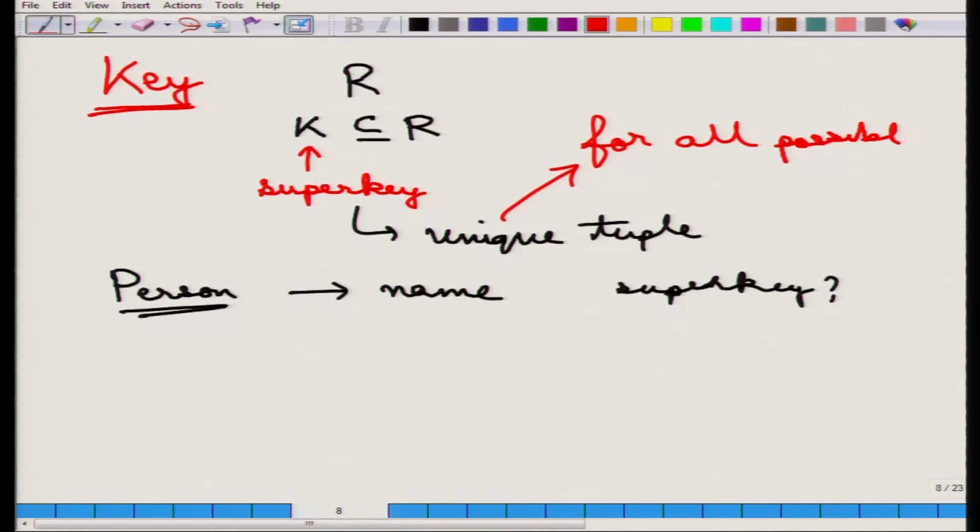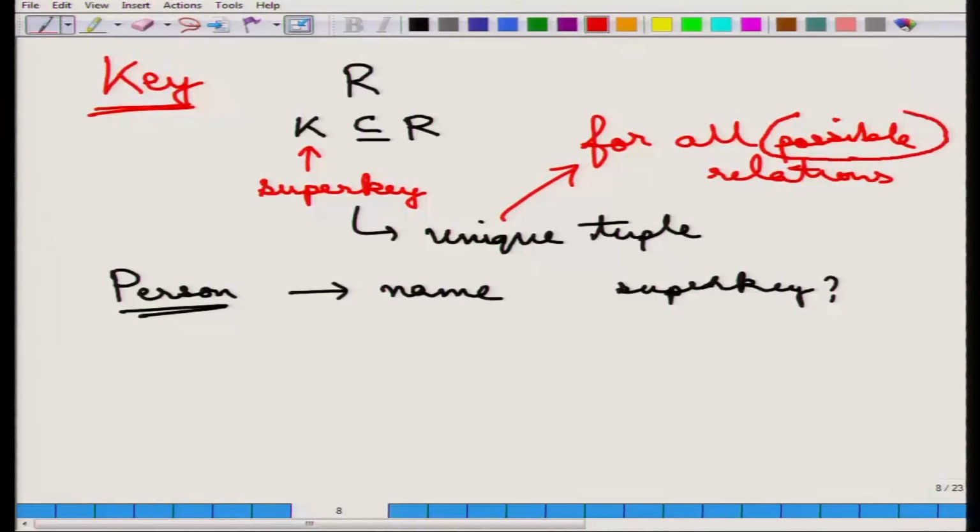What that means is that for a particular set of people, it may happen that none of them has a repeated name. So, the name is actually unique for them, but it is still not correct to say that the name is a super key, because for another collection of persons with the same schema, it may happen that two persons have the same name. So, this is for all possible relations. That is why name is not a super key.